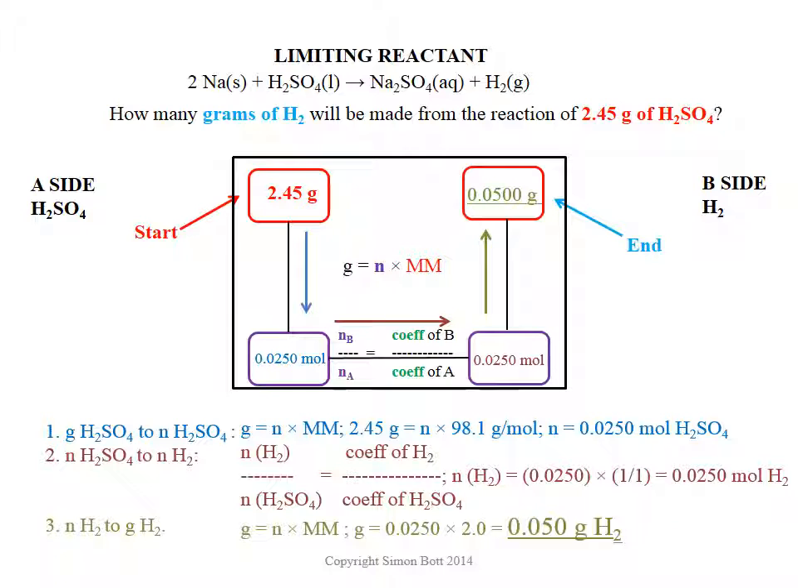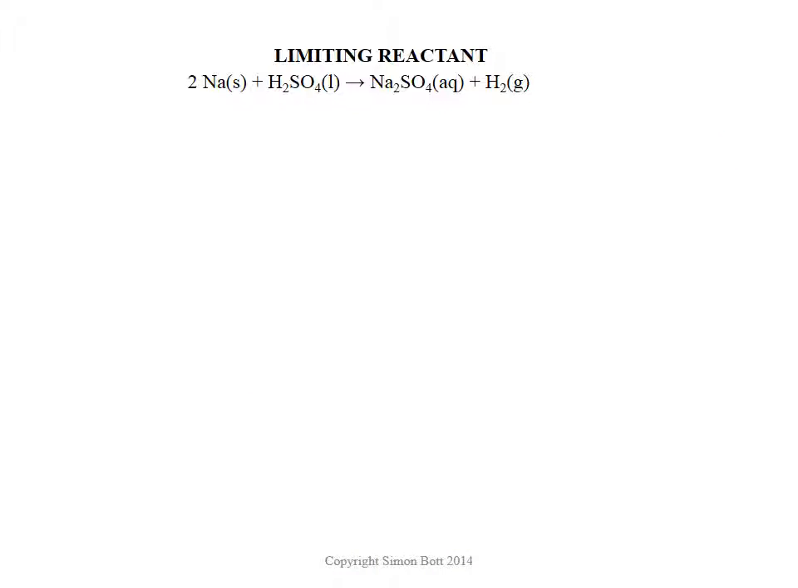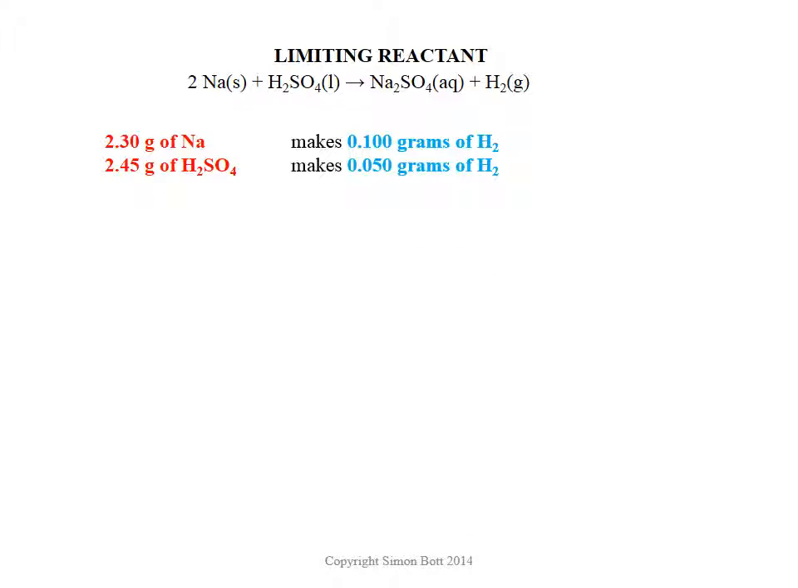So why was I so repetitive? Well, now let me give you another question. We've got that 2.3 grams of Na makes 0.1 gram of H2, and 2.45 grams of H2SO4 makes 0.05 grams of H2.